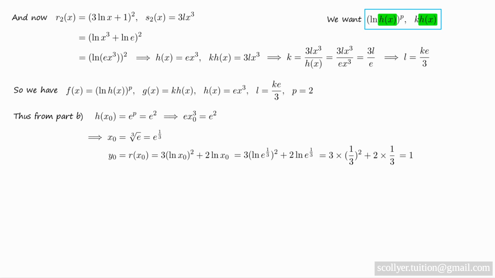Now that gives us the coordinates of the point of mutual tangency, but we also require the value of L. We know that k equals p over e to the power p from part B, and here that becomes 4 over e squared. And so L, which is ke over 3, becomes 4 over 3e. And so finally we have that L equals 4 over 3e, and the coordinates of the point of mutual tangency P are e to the power 1/3 and 1.